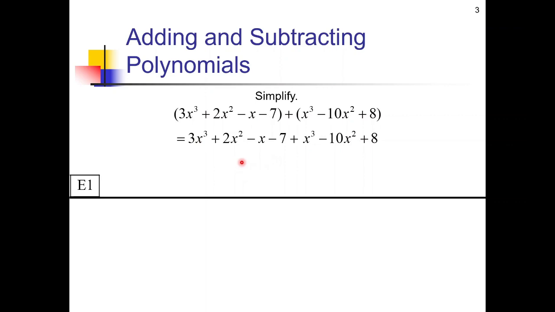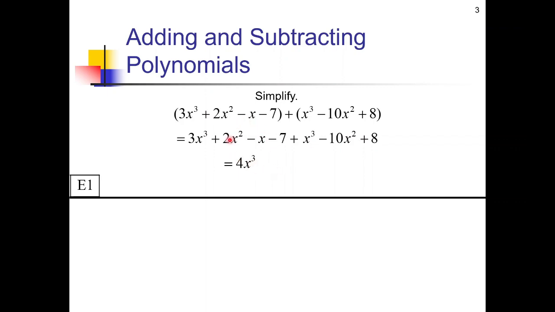And as an optional step, you could, if you wanted to, rewrite this so that you had the like terms next to each other. That might make it a little bit easier to look at, especially when you have this many terms floating around. Alternatively, you can just find the ones that have the same type of term and add those together. So we've got 3x cubed, and over here there's a 1x cubed. That's going to be 4x cubed.